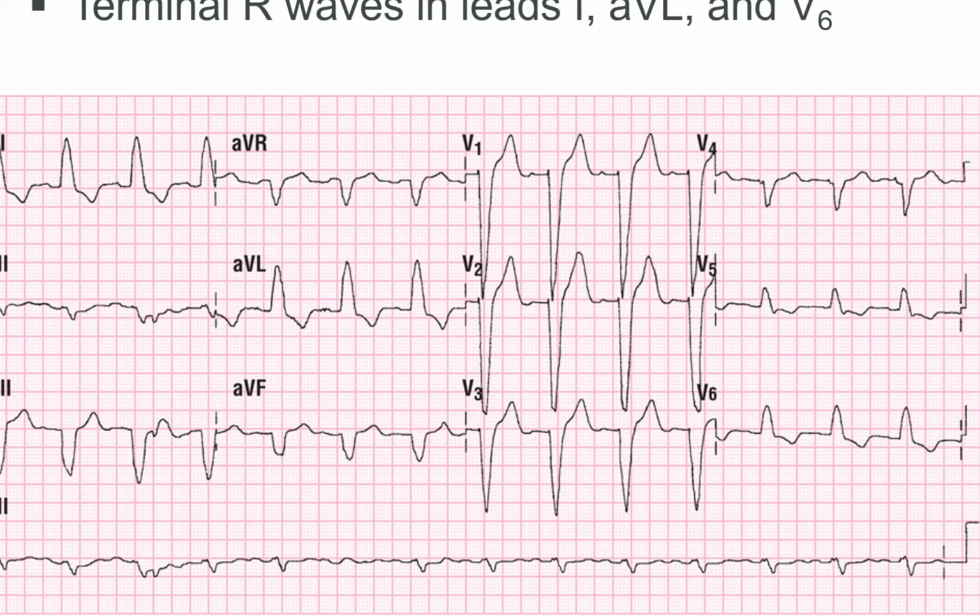Now you're looking at if it's right, how do we know it's right? It goes up more than it goes down. How do we know it's left? It goes down more than it goes up. Okay, the QRS. Do we need to freak out about bundle branch blocks?